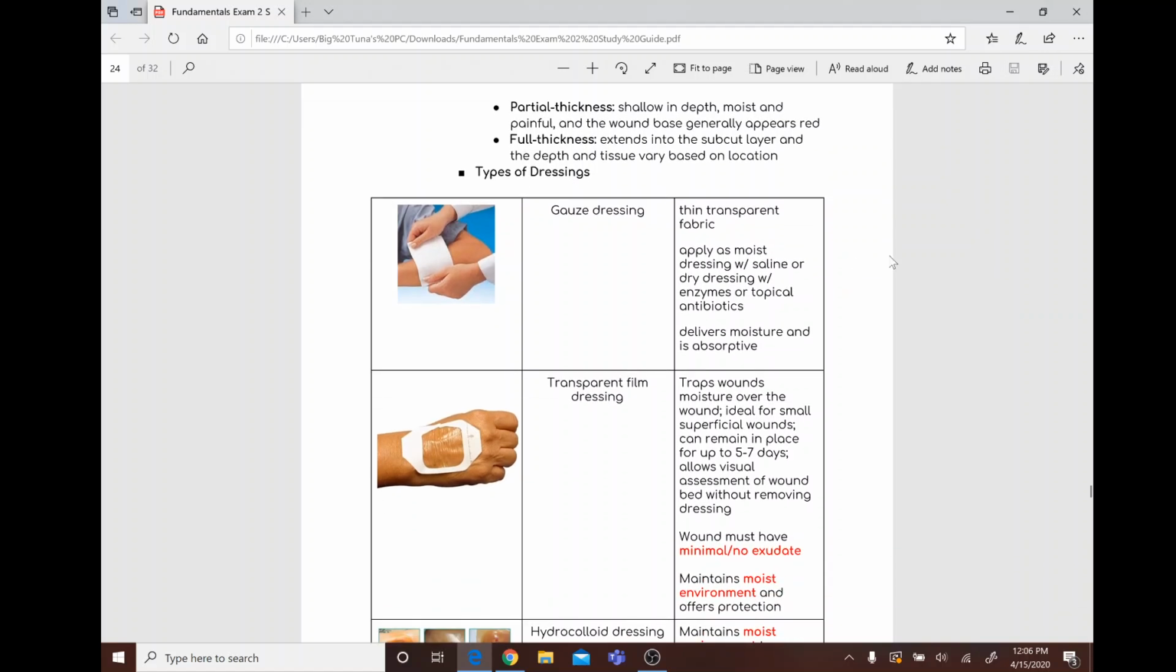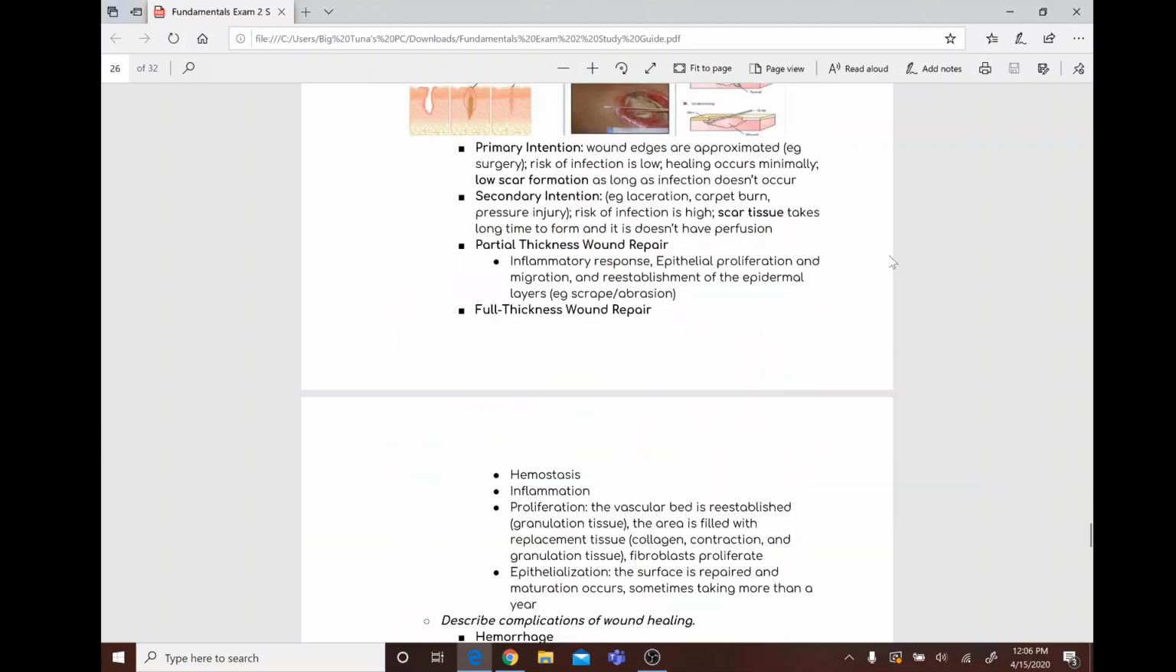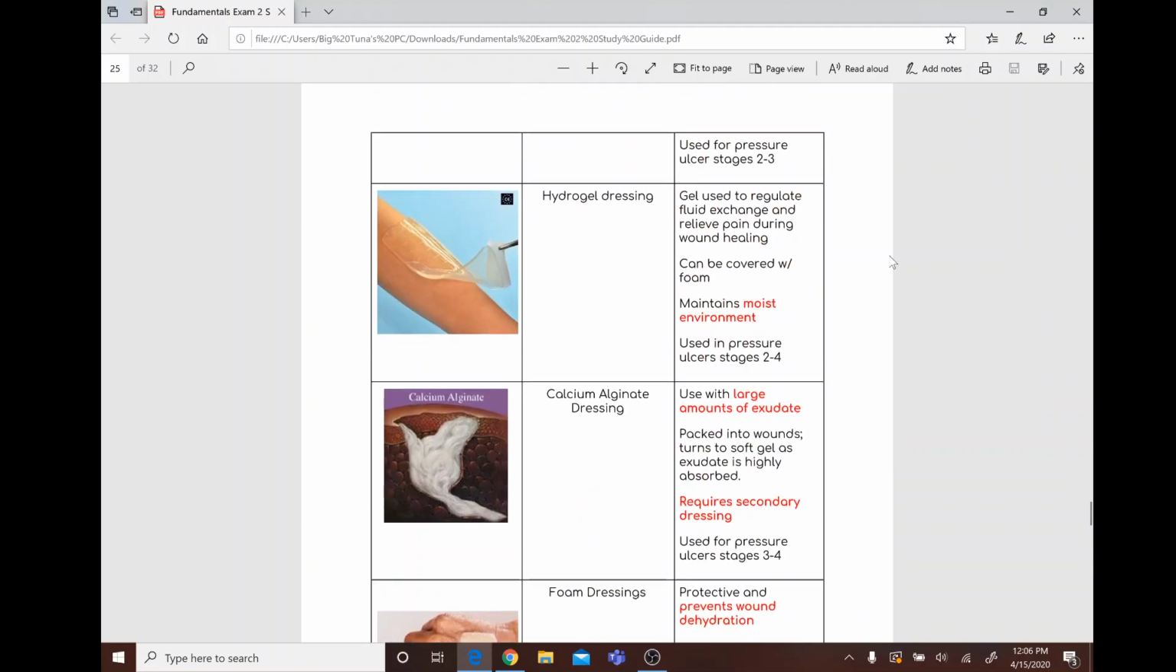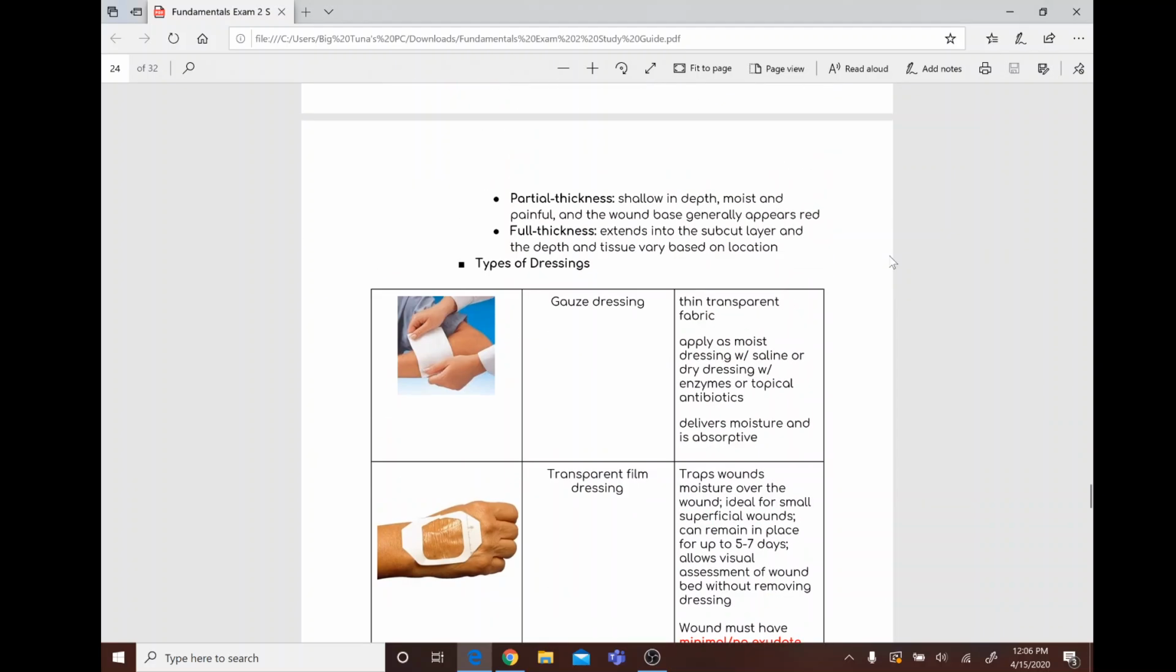What are the benefits of gauze dressings? Thin, transparent fabric. Apply as moist dressing with saline or dry dressing with enzymes or topical antibiotics. Deliver moisture and is absorptive.